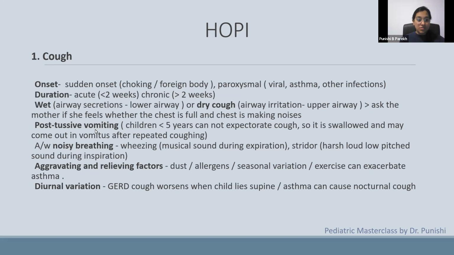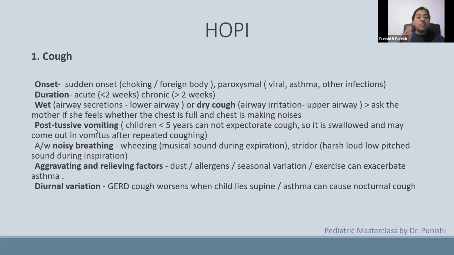Now, what is the duration of cough? Is it acute or is it chronic? A cough which has persisted for less than 2 weeks is classified as acute cough, whereas chronic cough is any cough that has been present for more than 2 weeks. So it's important to differentiate whether it's an acute onset of cough or whether the cough is chronically present, because the causes of acute and chronic cough are different.